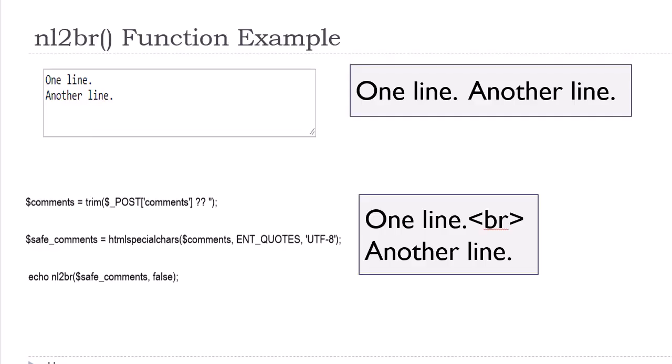So we have comments equal trim, and then inside of that the POST superglobal, passing the comments, and then we have the null coalescing operator, and then the quotation marks. And then we have our safe comments variable, and we have the htmlspecialchars, and we're passing the comments, the ENT_QUOTES, and the UTF-8. And then we go ahead and echo the newline to break, and we pass it the safe comments variable and the false flag. This allows the comments to display with line breaks while still treating the user's text as safe text instead of executable HTML or JavaScript.